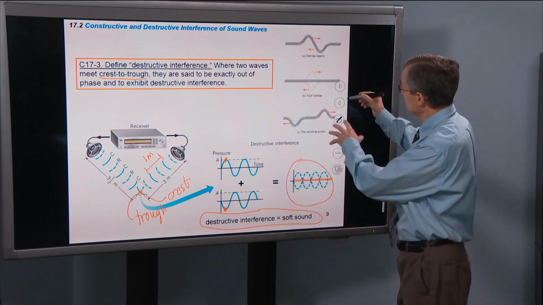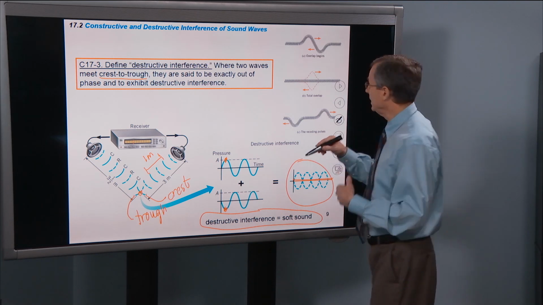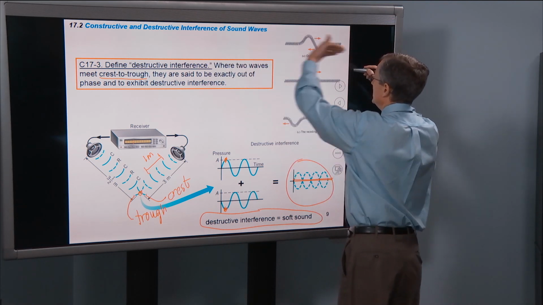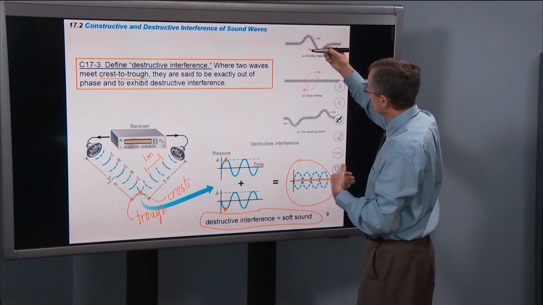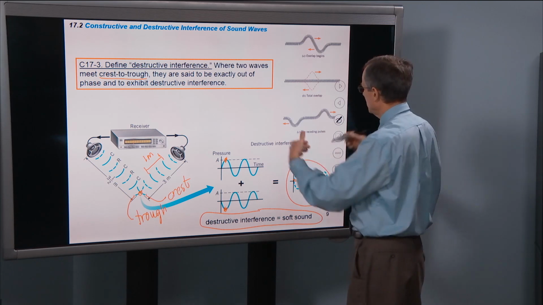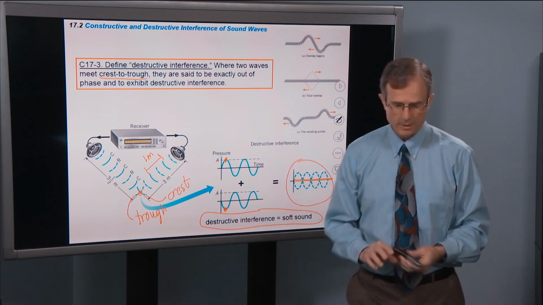And that's analogous to the example we did with the slinky, where you've got a crest that's moving to the right, a trough that's moving to the left. When they overlap, they cancel each other out, and then they just pass right on through each other and continue on.